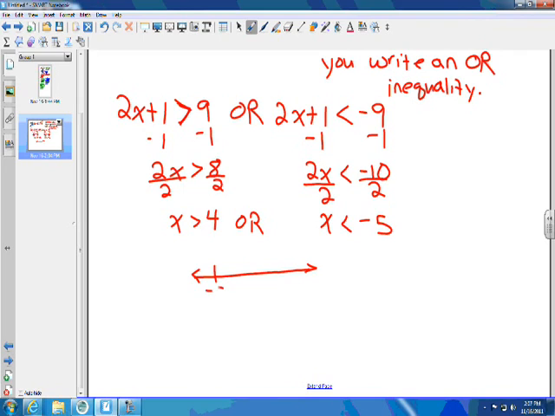Shade away from negative 5 and 4. Will these be open or closed? Open. And we shade this way. Open. And we shade that way. Good on that?